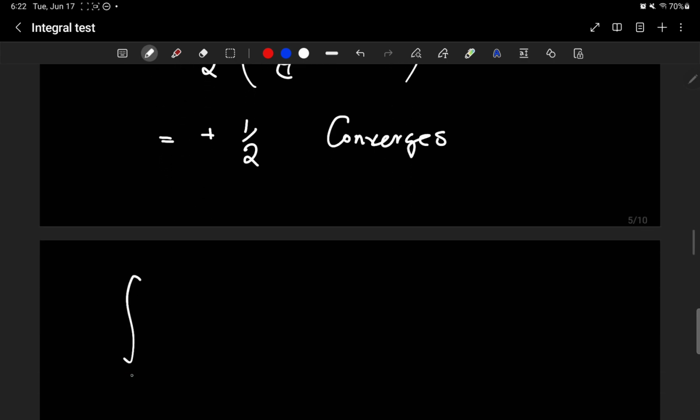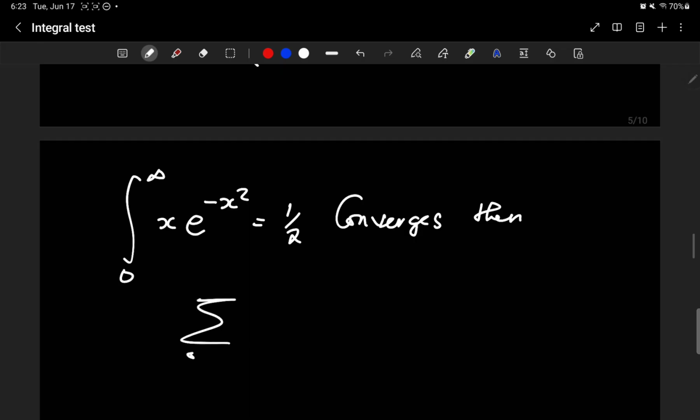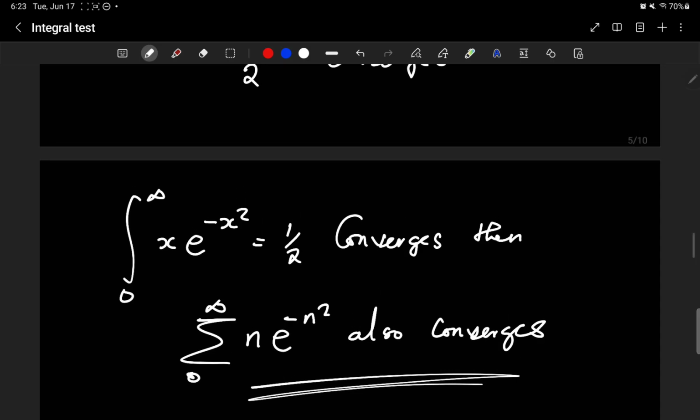So since the integral from 0 to infinity of x e to the minus x squared is equal to 1 over 2, which converges, then even our series from 0 to infinity of n e to the minus n squared also converges. Okay, so this is how we use the integral test to discuss the convergence or divergence of series.